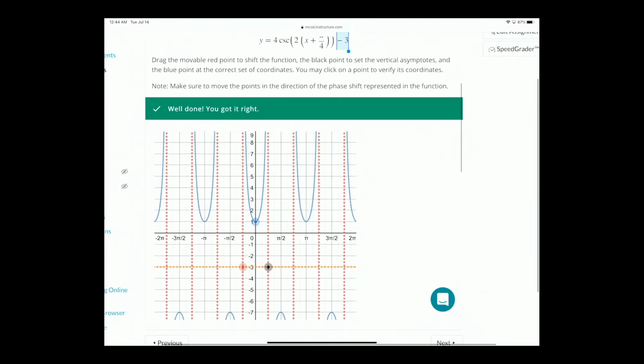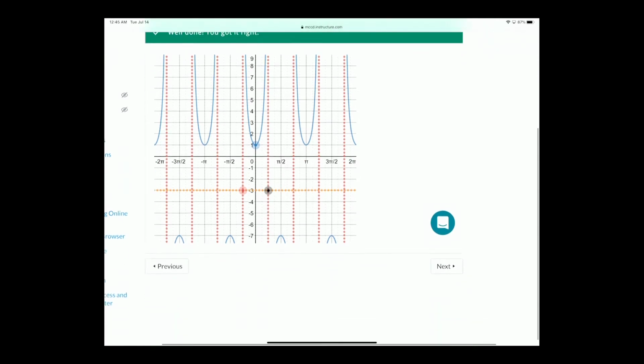Okay, and so notice how I'm doing these though. I'm not writing anything. I'm just thinking, what does each number do based on where it is?